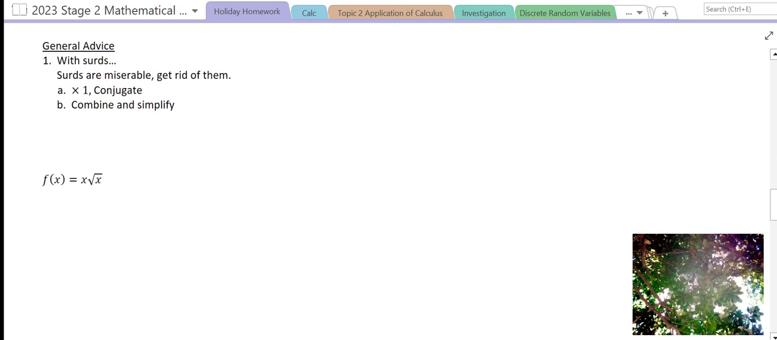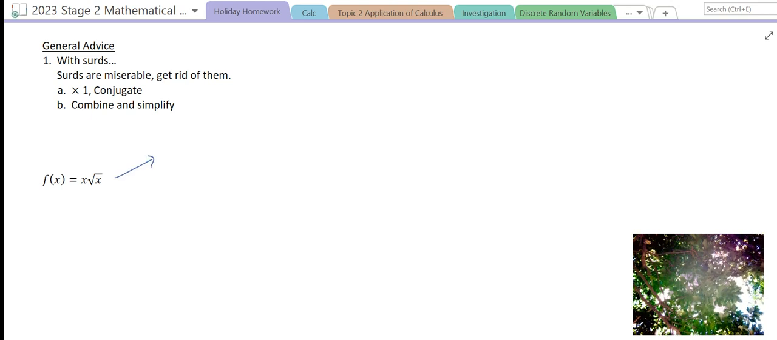All right, next one, surds. So, surds are miserable. Get rid of them. And the strategy here will be multiplied by 1 again, but this time the 1 will look different. Then combine and simplify. All right, once again, first step is actually find the answer.